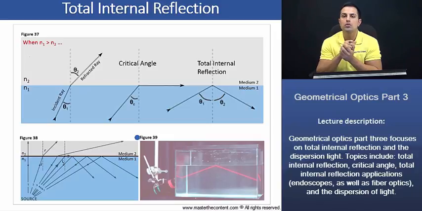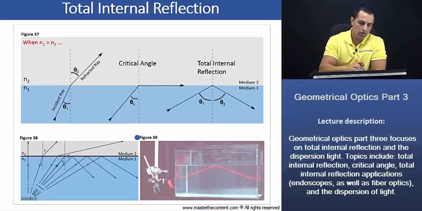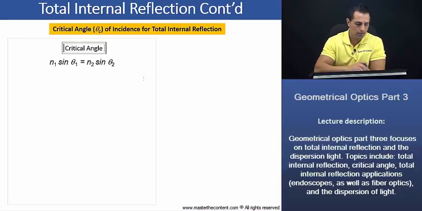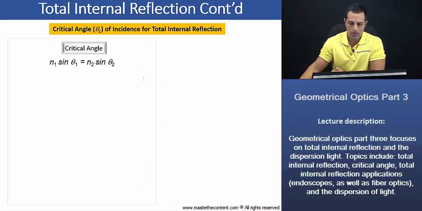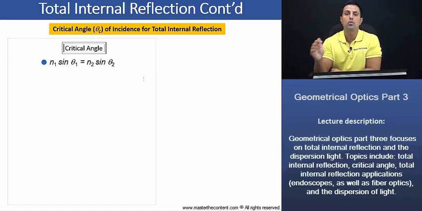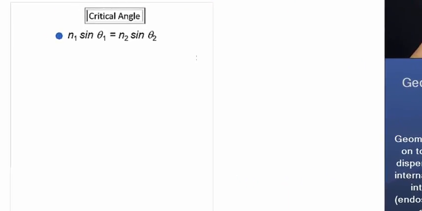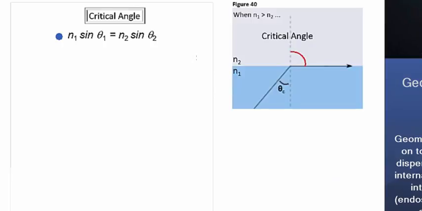How can we do so? Well, we can do so using Snell's law. Let's take a look at that on the next slide. We'll begin up here with Snell's law. Now, when the critical angle is reached, the refracted ray is parallel to the surface, right? And the refracted angle is going to be 90 degrees.